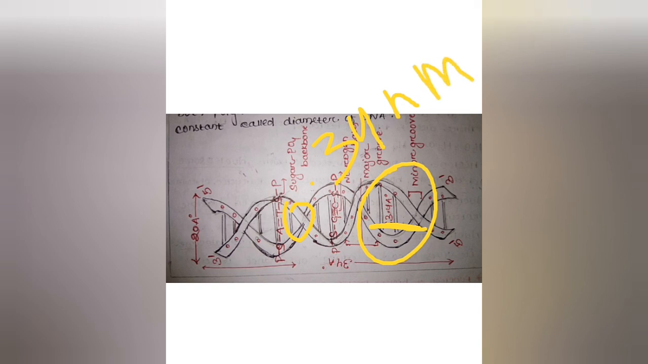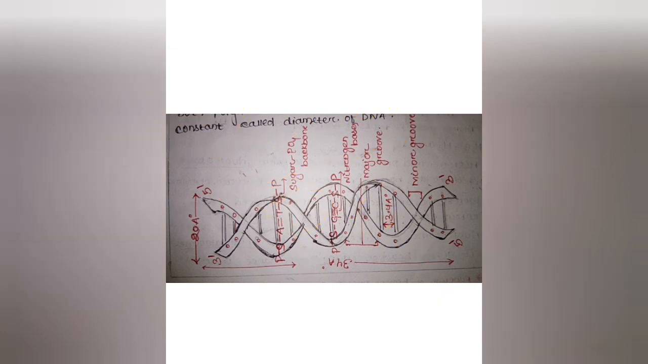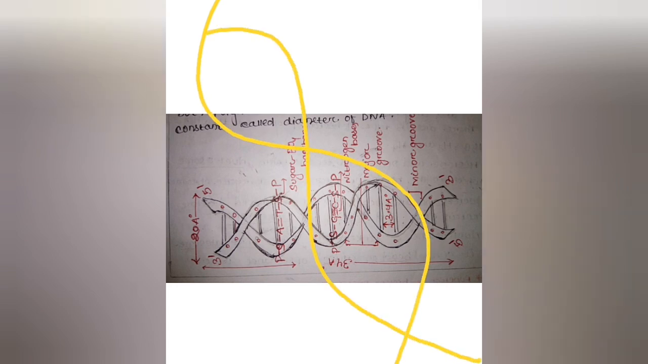So this is all about DNA. Another point is that the chemical structure of DNA is acidic. Why acidic? Because of the presence of the phosphate group, DNA is acidic in nature. So this is all about the structure of DNA which was proposed by Watson and Crick.